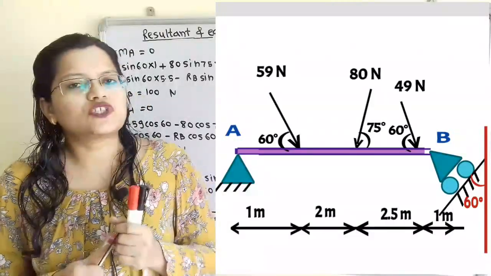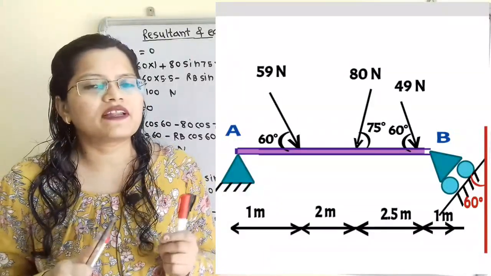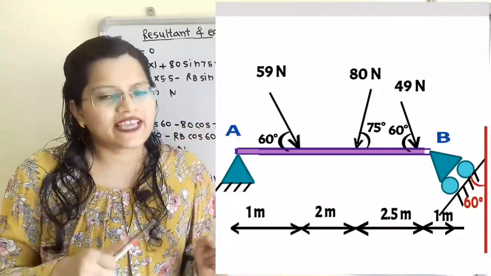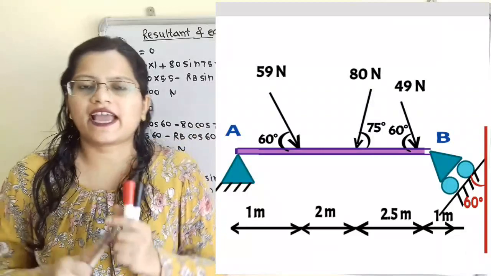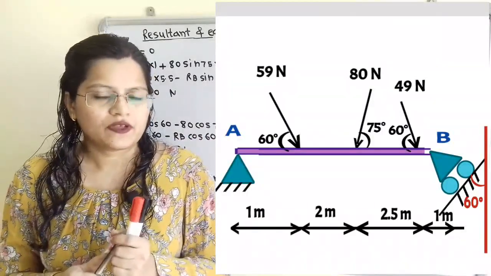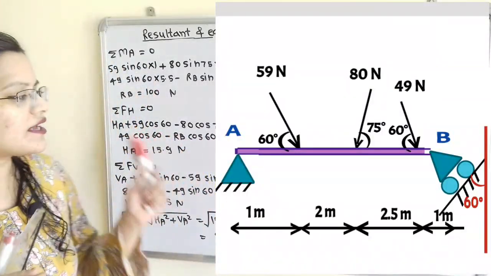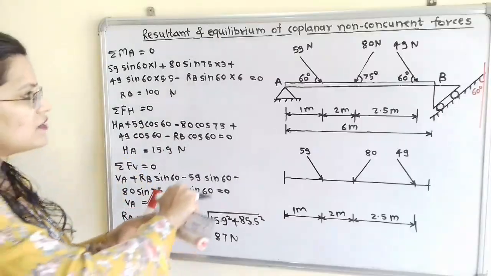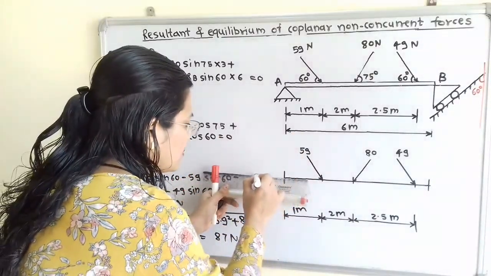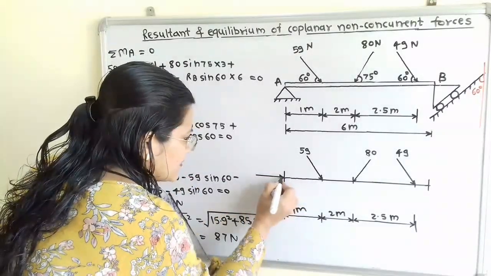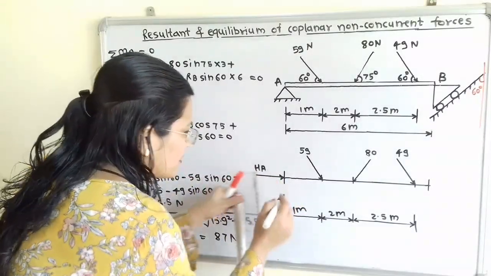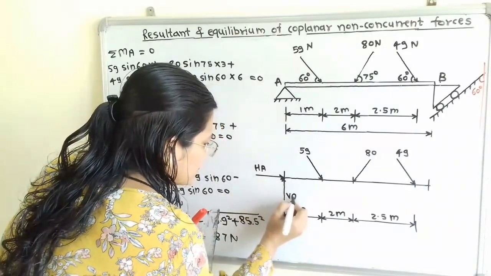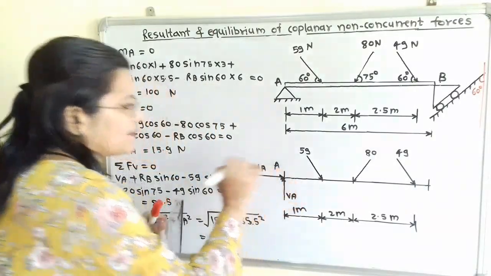Now we will first draw the free body diagram and we will consider the equilibrium of the system to find out the reaction at point A and the reaction at point B. We will first show the horizontal component and vertical component at point A. I will show here the horizontal component as HA and the vertical component as VA. So this is the end A.